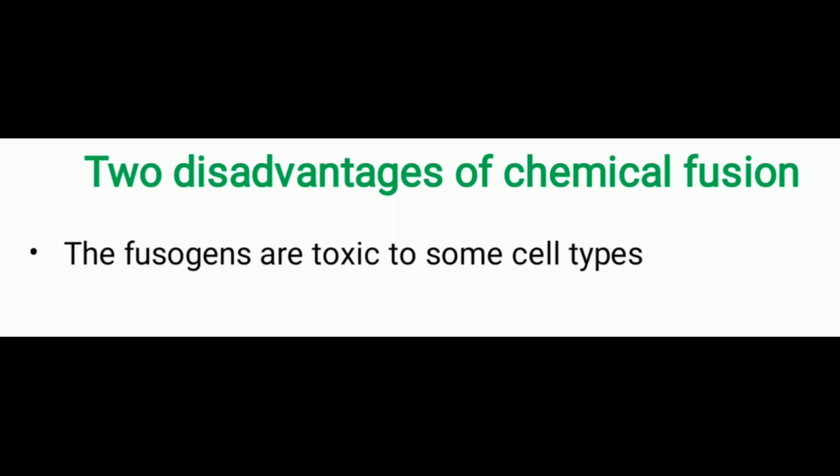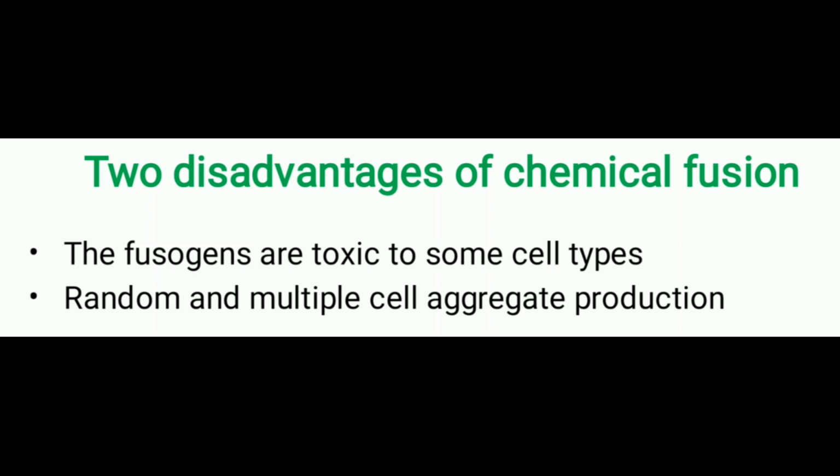Chemical fusion has some disadvantages. The first one is that in many cases the fusogens are toxic to some types of cells. And the second one is that random and multiple cell aggregate production will occur. This leads to more than two cells being combined together.